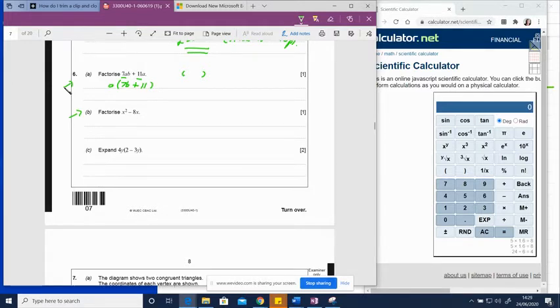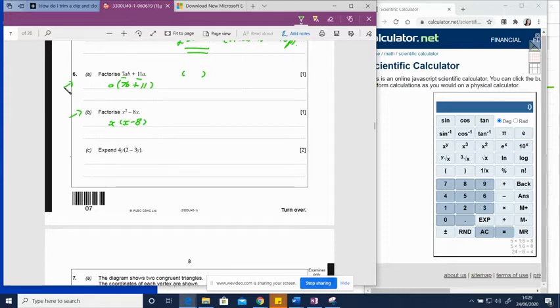B asks us to factorise x squared minus 8x. So I'm going to put my brackets in first. Now, what's the common factor of x squared? What appears in x squared and minus 8x? Well, of course, x does. So I've taken x outside the brackets, and then I'm going to find the missing numbers. X times something gives me x squared. Well, x times x gives me x squared. X times something gives me minus 8x. Well, it's minus 8.